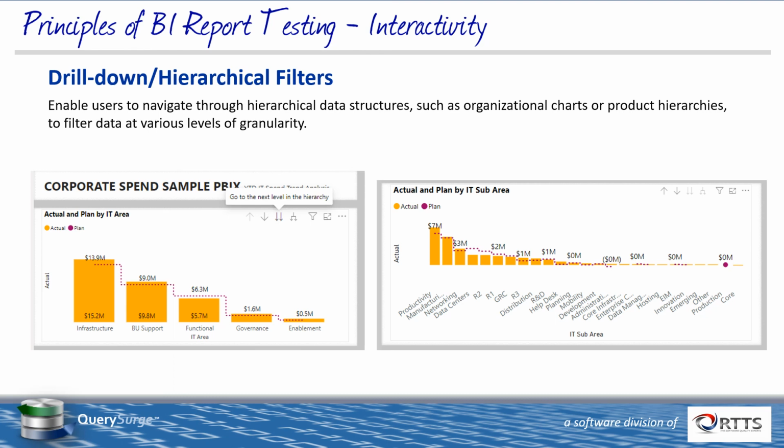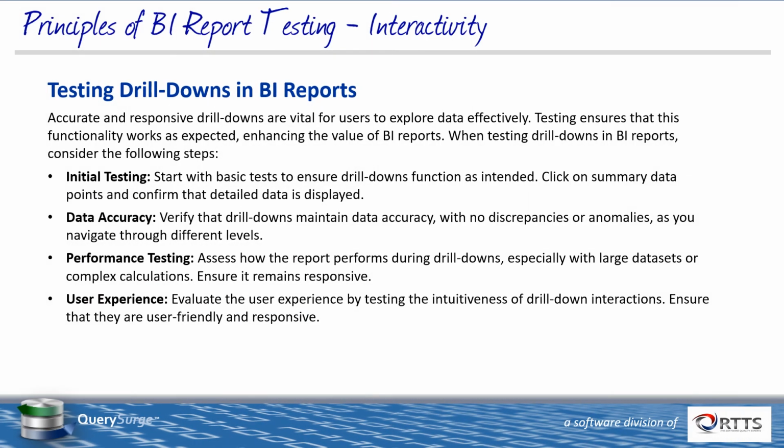These types of filters enable users to navigate through hierarchical data structures, such as organizational charts or product hierarchies, to filter data at various levels of granularity. In the example below, our initial chart displays IT plans by area. When clicking on a specific IT area, the drill down reveals all of the sub-areas that make up this metric. Accurate and responsive drill downs are vital for users to explore data effectively. Testing ensures that this functionality works as expected, enhancing the value of BI reports.